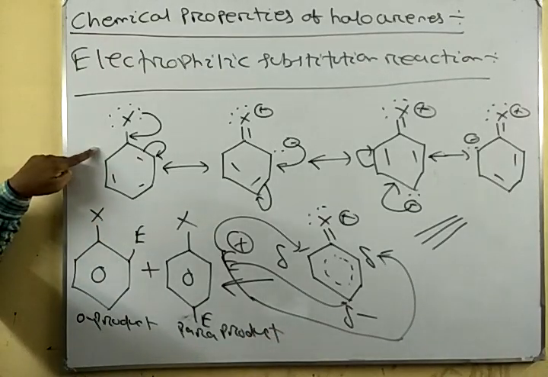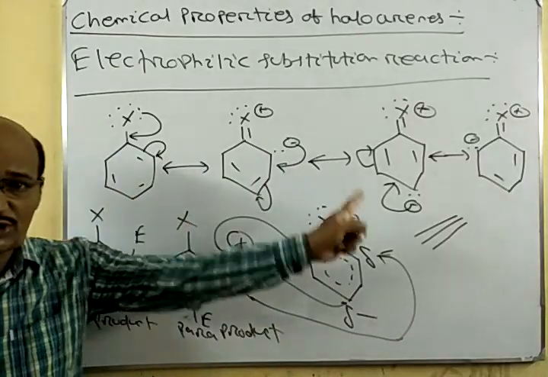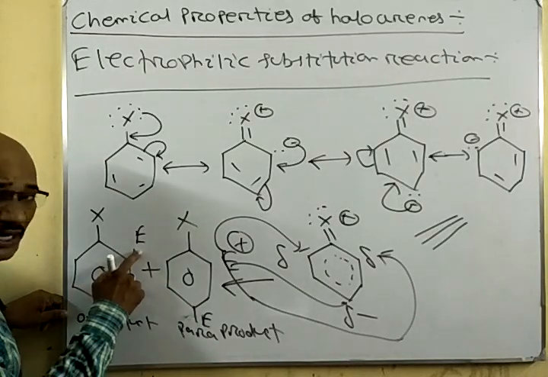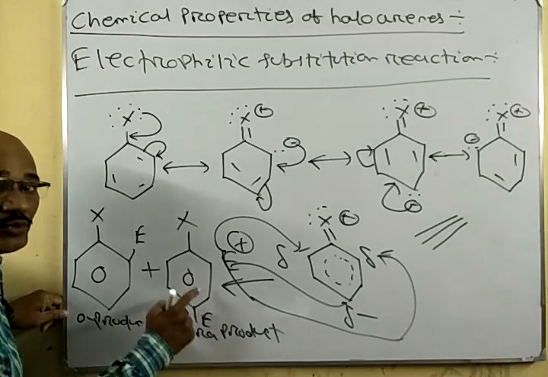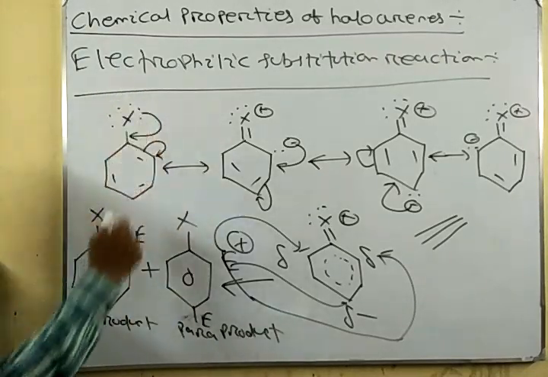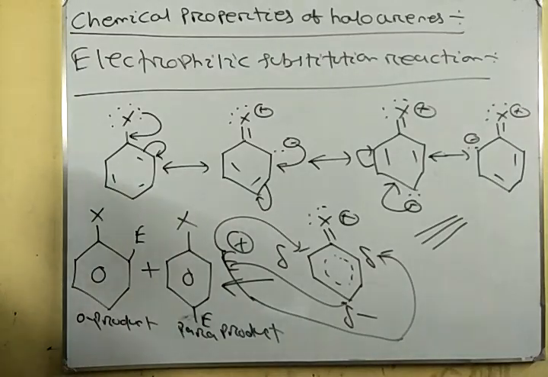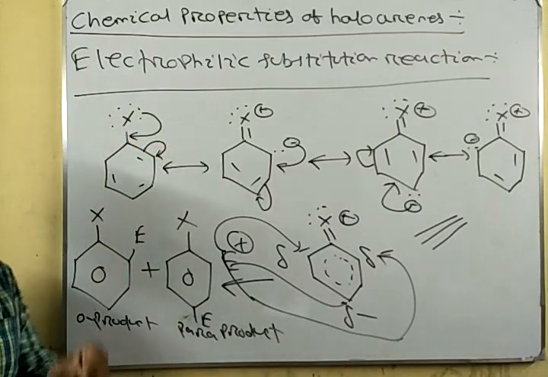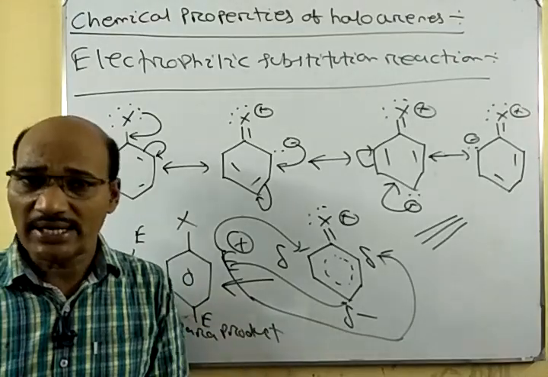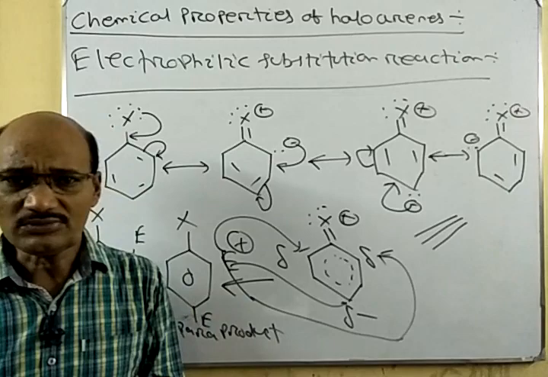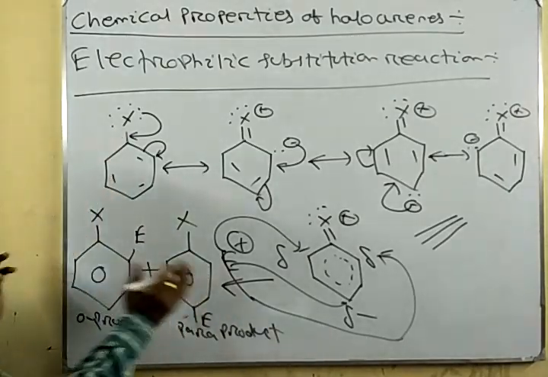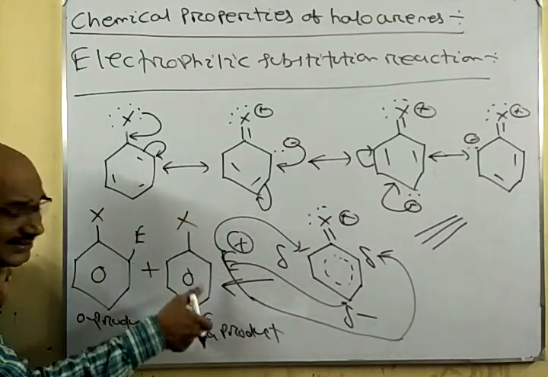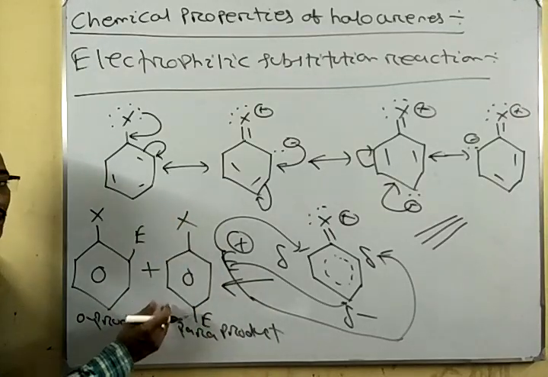So haloarenes undergo electrophilic substitution reaction. A mixture of two products is obtained, one ortho substituted product and also the para substituted product. That means the halogen atom X is ortho para directing. Because the halogen atom is ortho para directing, the incoming electrophile will attach at the ortho and para positions, and we will get a mixture of two products. Now here the para product is more stable because it is less sterically hindered. This is the most stable and this is the major product.